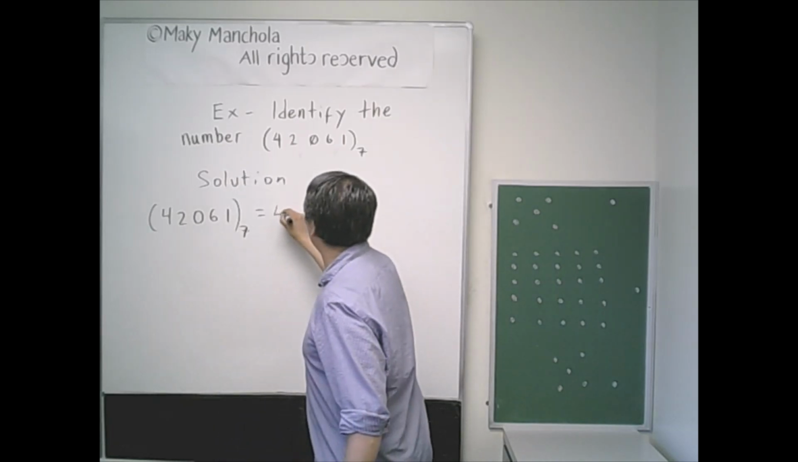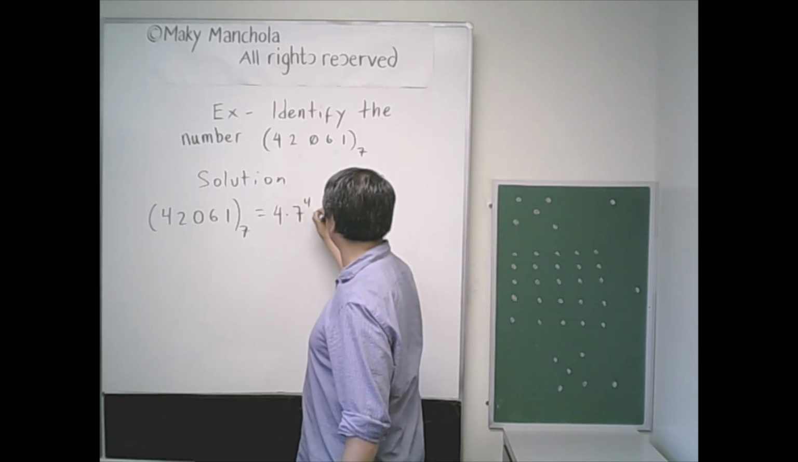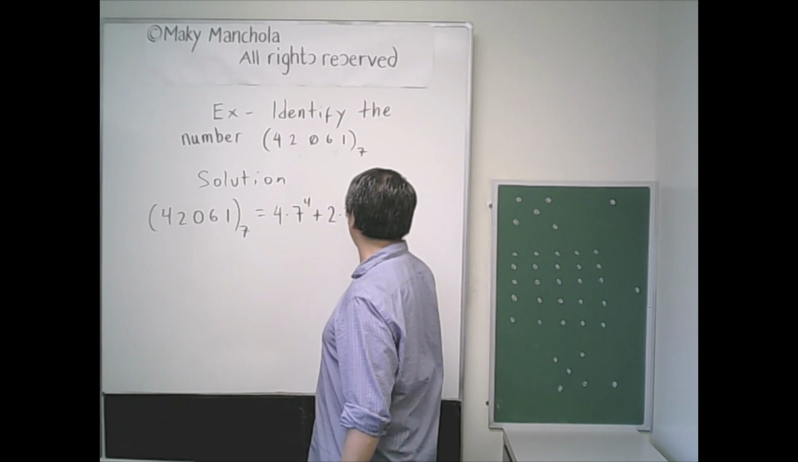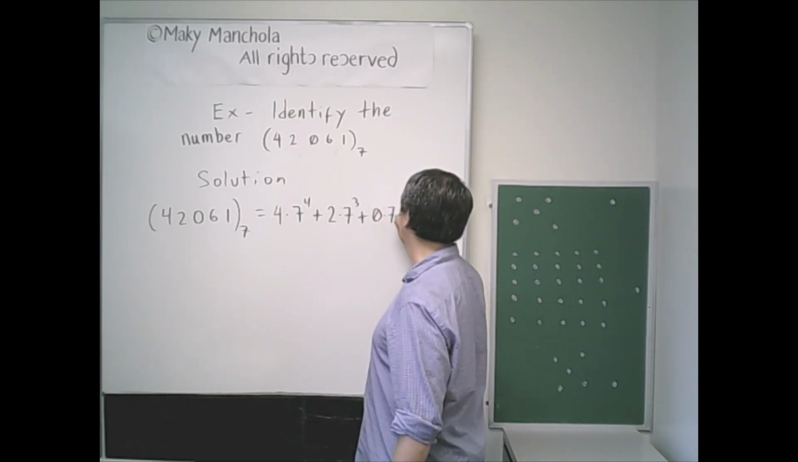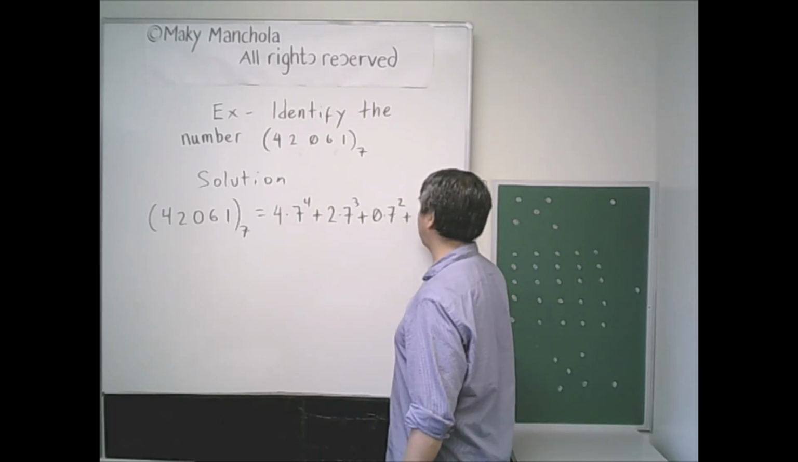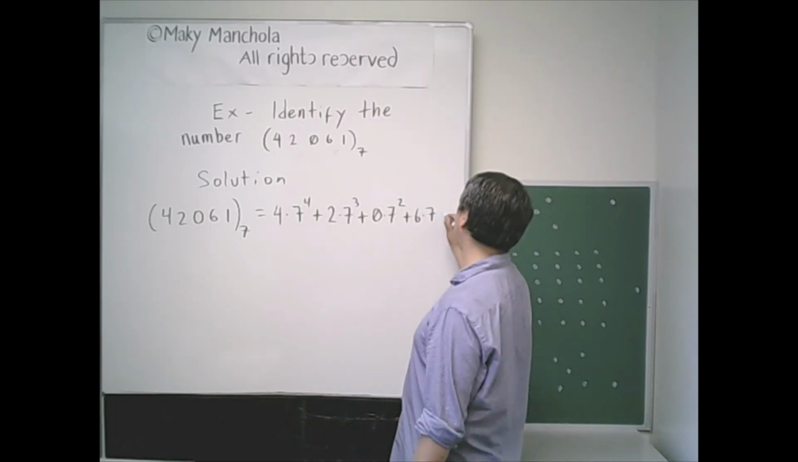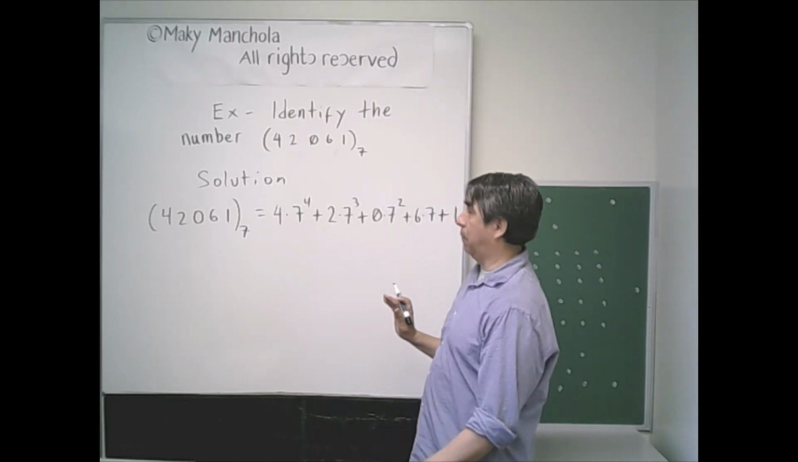Plus 4 multiplied by 7 to the 4th, plus 2 multiplied by 7 to the 3rd, plus 0 multiplied by 7 squared, plus 6 multiplied by 7 to the 1, which is simply 7, plus 1 times 7 to the 0, which is just 1.